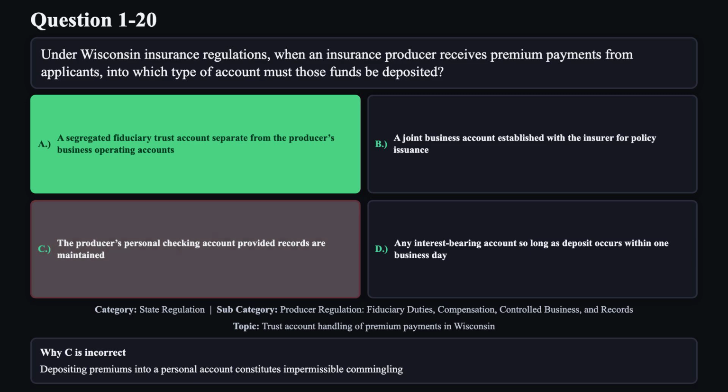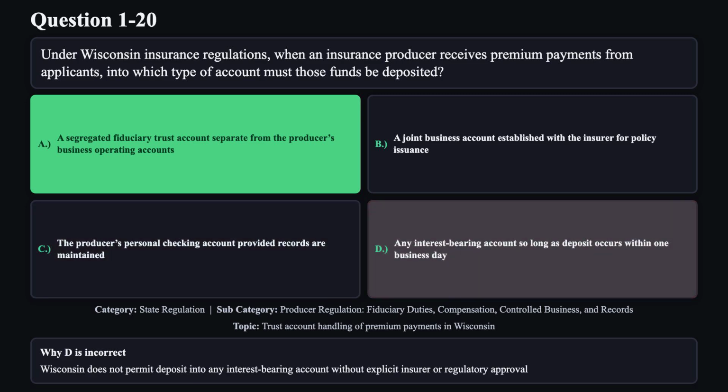Reason C is not correct. Depositing premiums into a personal account constitutes impermissible commingling. Reason D is not correct. Wisconsin does not permit deposit into any interest-bearing account without explicit insurer or regulatory approval.